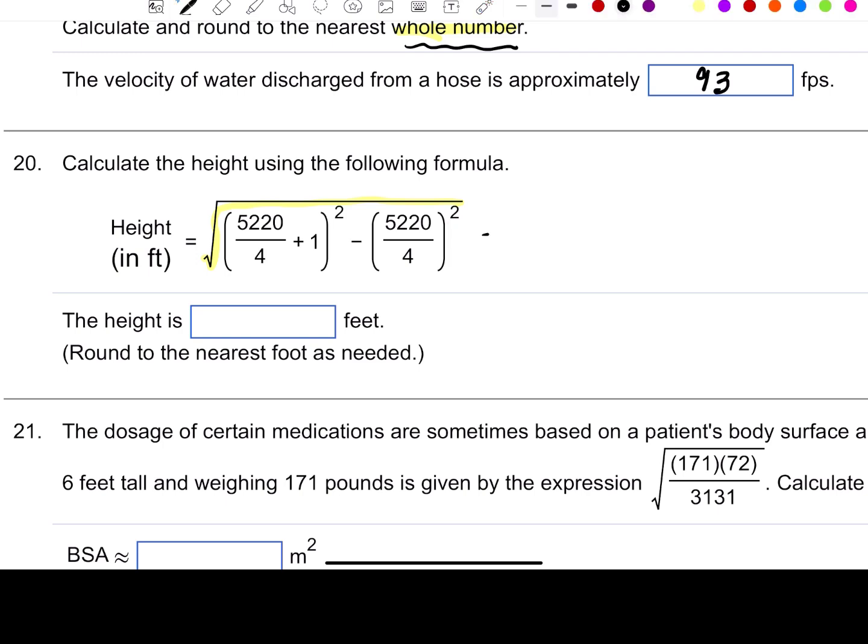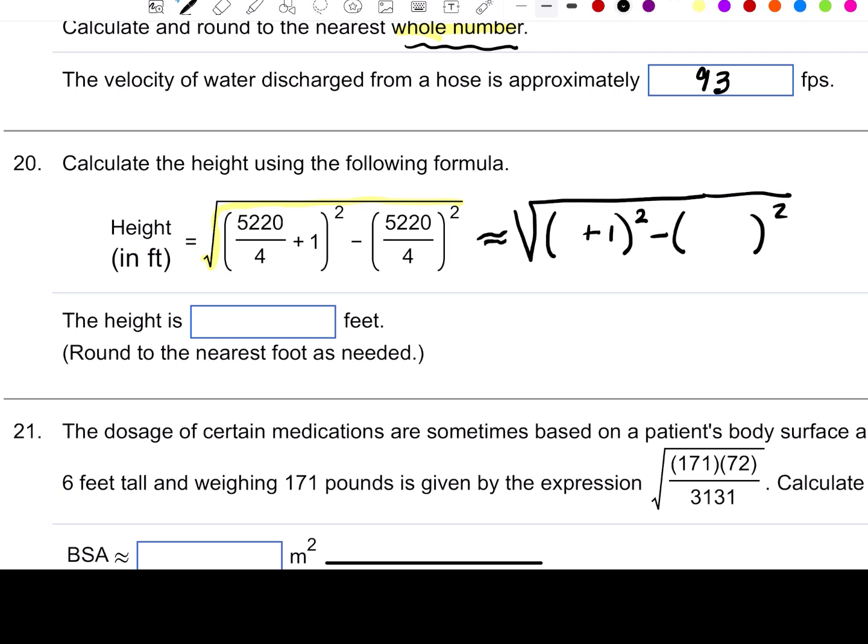So the first thing I have to do, and I'm going to put an approximate because it's going to end up probably not a rational. It's going to end up irrational, like the square root of 2. So inside here, I've got to do 5220 divided by 4. Then I'm going to add 1, and then I'm going to square it. And then inside here, I can go ahead and do that.